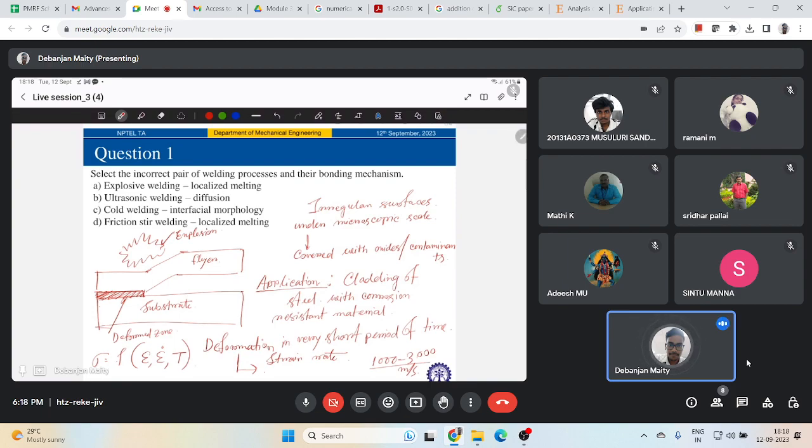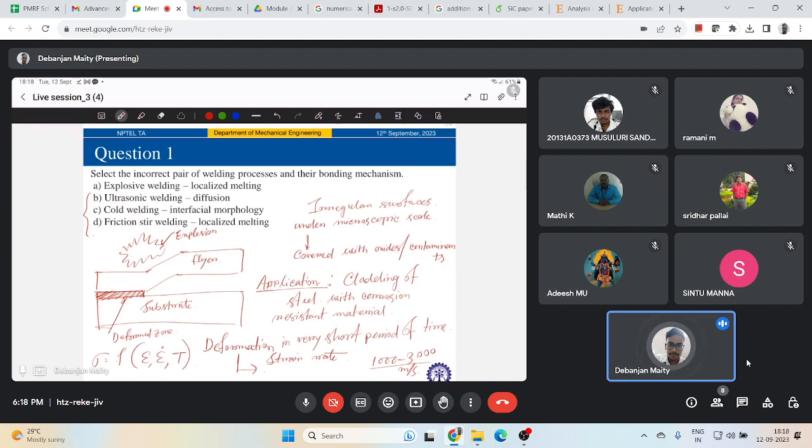what should be the mechanism of this explosive welding? Can anyone try to guess? Oh, you need to select the incorrect pair of welding process. So before that, I think I should explain a little bit of other techniques also. So here we have this explosive welding, then you have this ultrasonic.